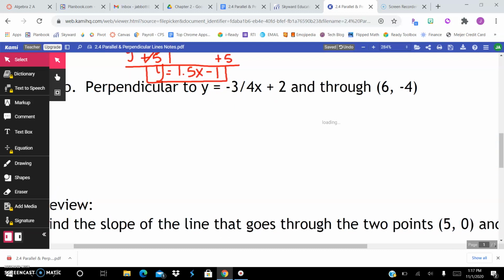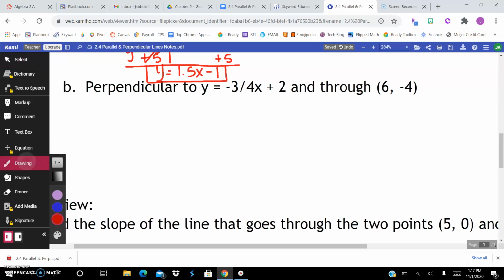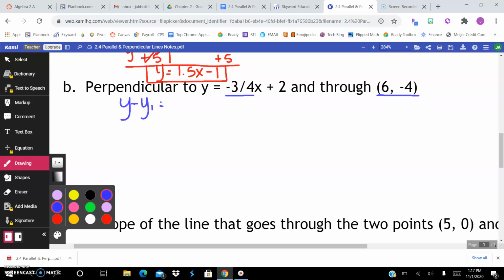For part B, we have to do perpendicular to y equals -3/4 x plus 2, and it's got to go through the point (6, -4). So for this one, our slope is -3/4, and we have a point of (6, -4). So we're going to use the point-slope form again. And if it's perpendicular to -3/4, that one is negative, so our new slope is going to be positive, and we're going to flip 3/4. It's going to become 4/3.